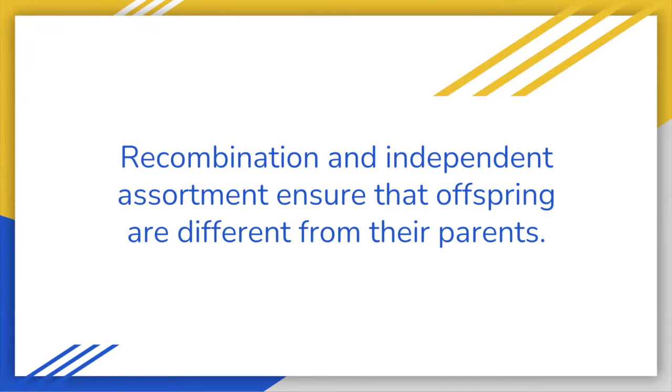So between the recombination that can occur when homologous chromosomes are aligned in meiosis 1 and the independent assortment of chromosomes on the metaphase plate during meiosis 1, we ensure that offspring are different from their parents and that diversity exists within populations.